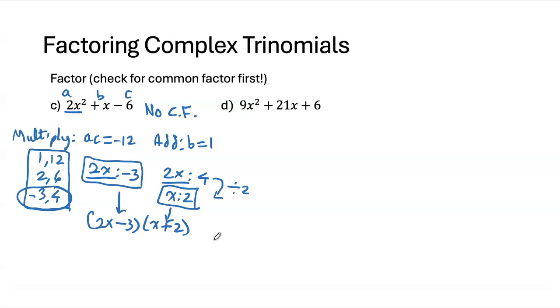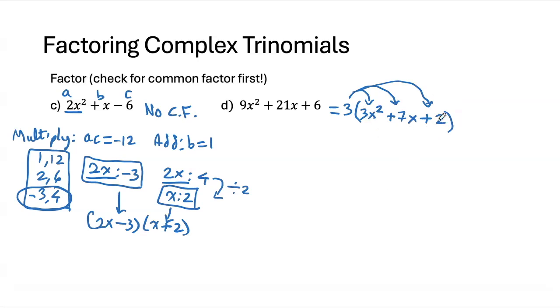Last example. Remember to always look for a common factor before you do any other factoring technique. And this is one example where you will need to do that. 9x squared, 21x, and 6. All three of them are divisible by 3. So we common factor a 3. 3 times what gives me 9x squared? 3 times 3x squared. 3 times what gives me 21x? That would be a plus 7x. 3 times what gives you a 6? That would be a positive 2.